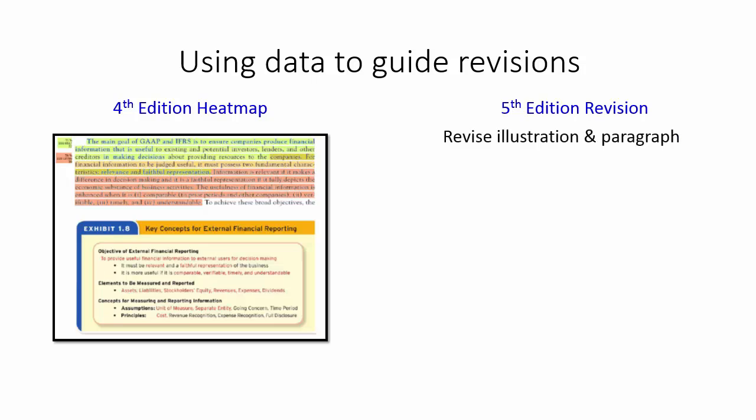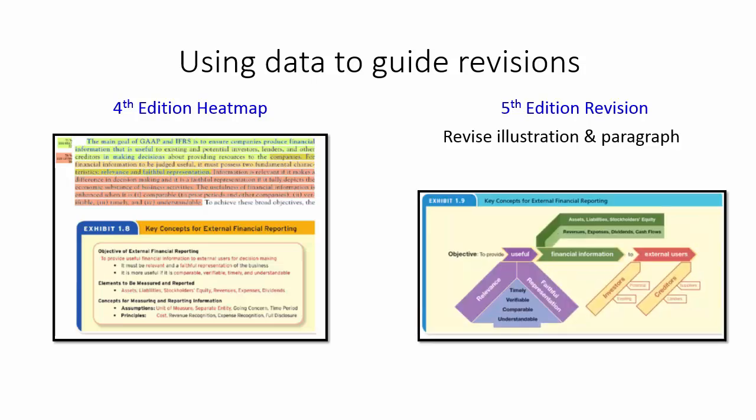So in the 5th edition, I revised the exhibit and I rewrote the related segment of text to briefly elaborate on the fundamental and enhancing characteristics. Here's the new exhibit, which transforms what admittedly was a fairly text-based exhibit now into a picture that shows that useful information has the underlying characteristics of relevance and faithful representation, and that those fundamental characteristics are enhanced through timely, verifiable, comparable, and understandable features of the information.